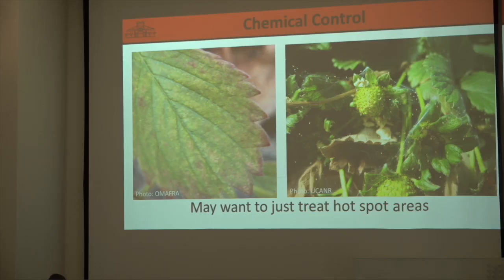For chemical control and biological control, you may want to just treat hotspot areas. Spider mites often end up making hotspots where they're doing really well and they're spreading from sort of an epicenter. And so you don't necessarily have the whole field infested at a time. And that's another thing with biological control, it's an easy spot to target when you're releasing.